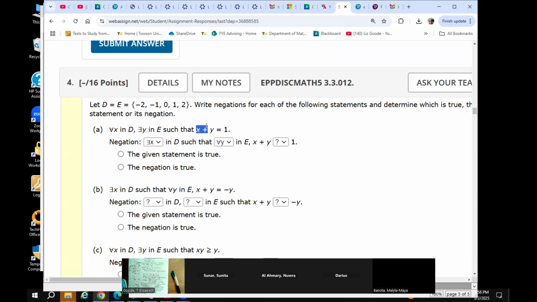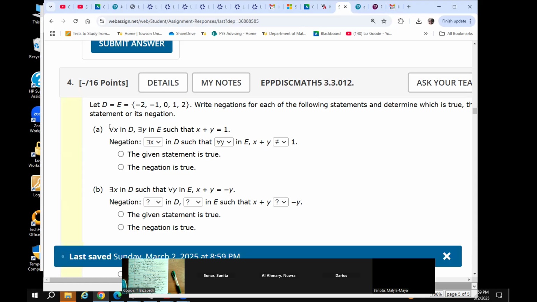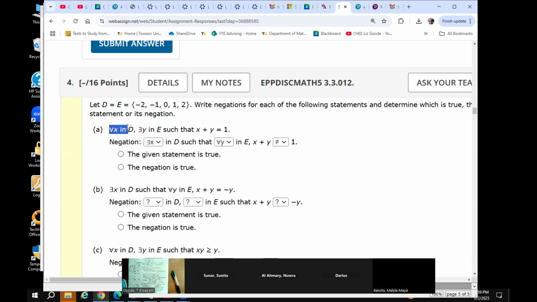Such that, and now we have to negate this predicate. How do we negate x plus y equals 1? It's not equal. That's exactly right. So that is the negation. Now we have to figure out if the given statement is true or the negation is true. Let's look at the original statement. For each x in this set right here, does there exist a corresponding y in this set right here such that x plus y will equal 1?